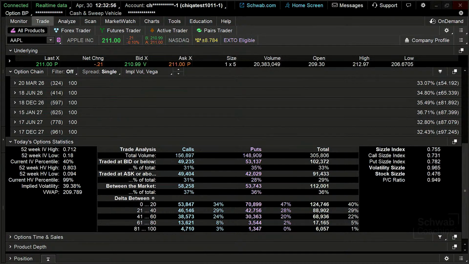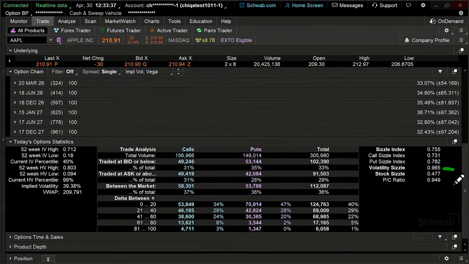Now, one other tool that's right here on this chart, or on this information down here in today's option statistics, that I wanted to talk about, is this one right here, and that is the volatility sizzle. Sizzle on the Thinkorswim platform always refers to the current information relative to the last 5 days. So whenever you see sizzle, that's what you're thinking about, is what that current number is relative to the last 5 days. So this volatility sizzle number right here is the ratio of where implied volatility is right now to the average of the last 5 days.